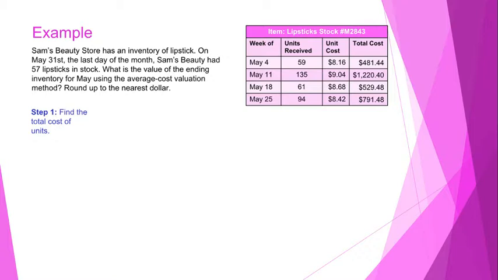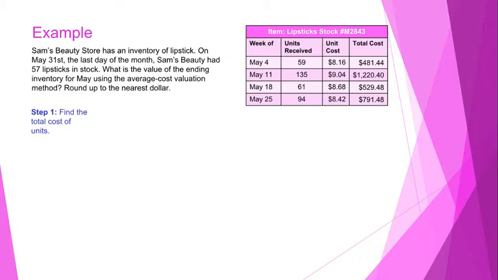So to find the total cost of units, we're just going to sum all the total cost. So that's our last column in our table. We're going to add all those numbers together, and we get that our total cost of units is $3,022.80.